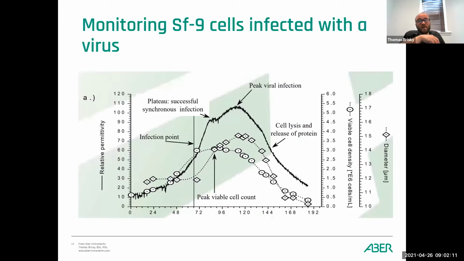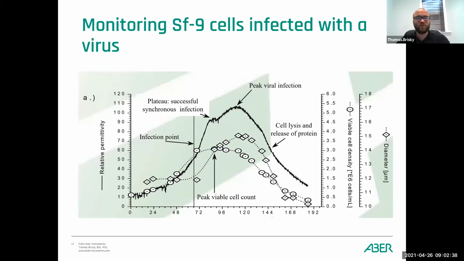This graph is a lot busier, but shows real-life data of capacitance technology being used to monitor viral product production. As we discussed in the previous slides, the Aber measurement is a measure of the live biovolume of the culture. This real-time cell change information gives a deeper understanding of your process.